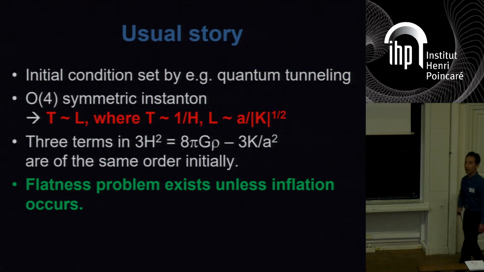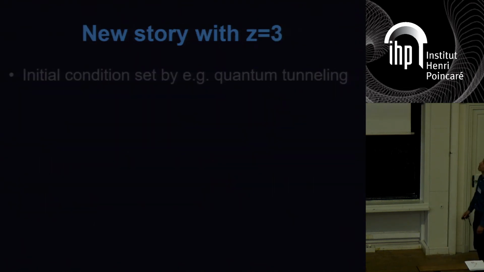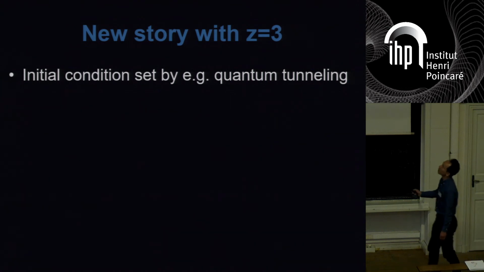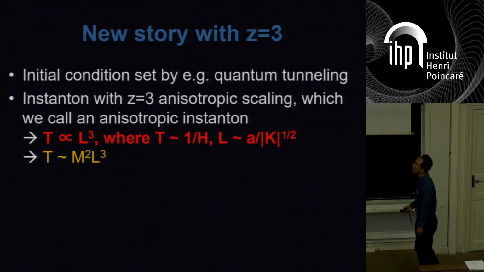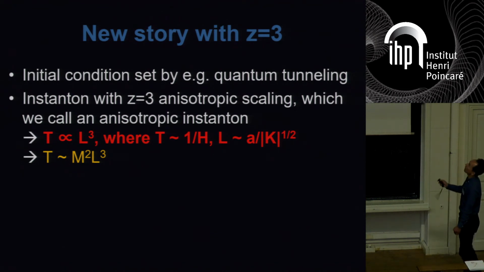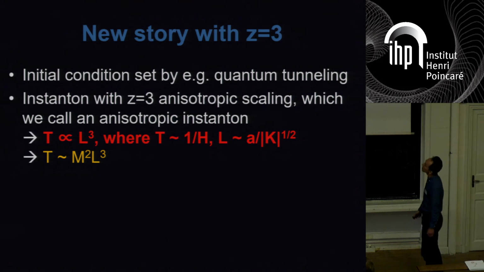But the situation is totally different if z equals 3. Again, the initial condition must be set by some quantum gravity process, such as quantum tunneling. But now, we don't have O(4) symmetry. Instead, I think we should respect z equals 3 anisotropic scaling, because we have a theory that realizes z equals 3 scaling. And this is the reason why we have renormalizability. So z equals 3 scaling means that the time scale is the cube of the length scale.